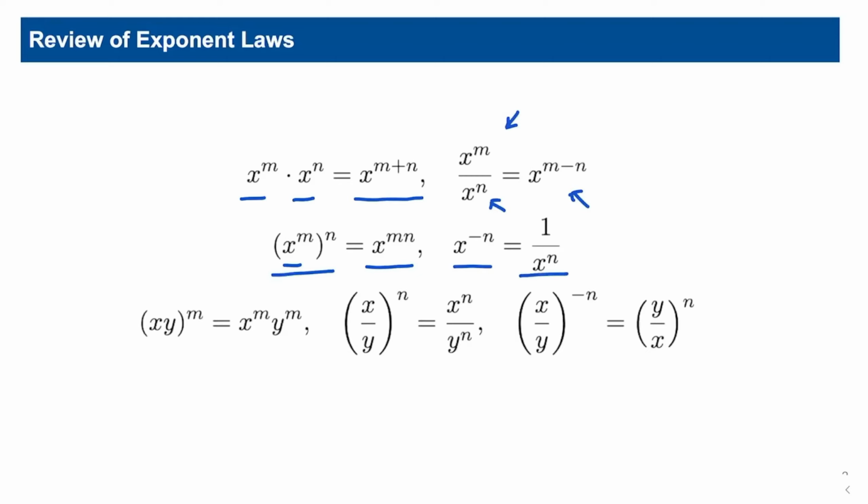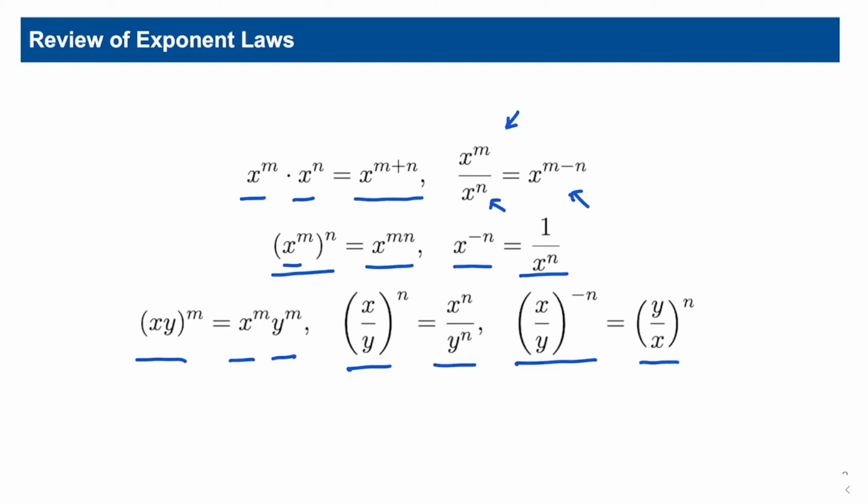If we have a product of two numbers, x and y, (x times y) to the power m equals x to the m times y to the m. (x divided by y) to the power n equals x to the n divided by y to the n. (x over y) to the power negative n equals (y over x) to the power n.